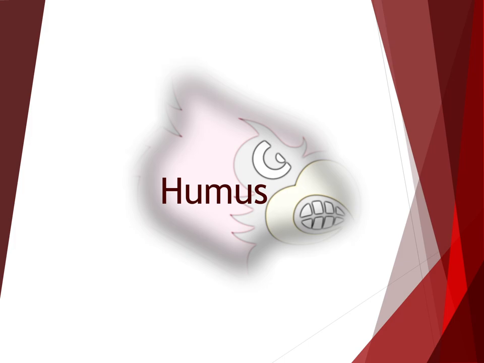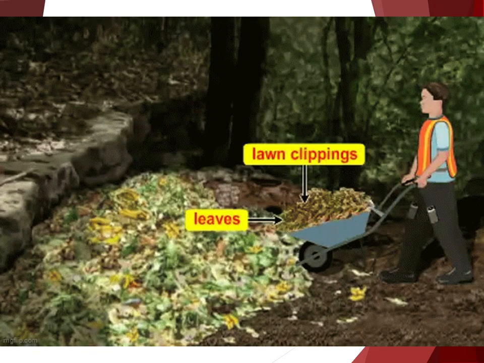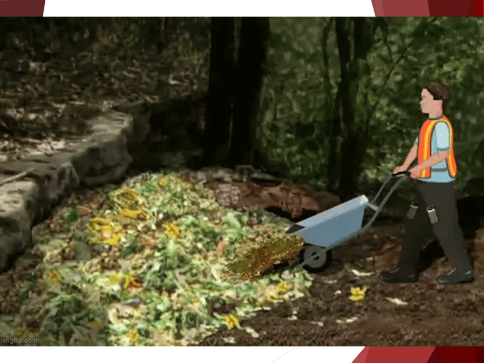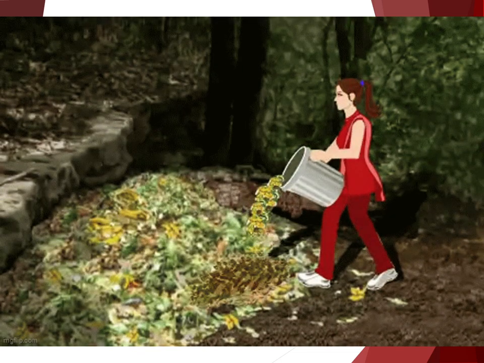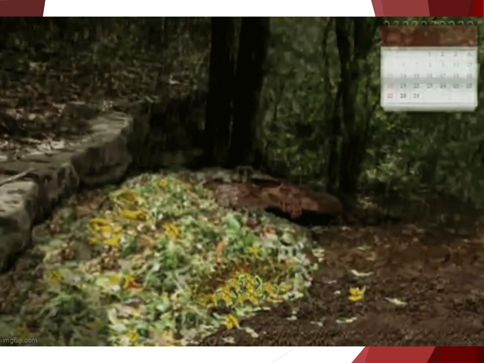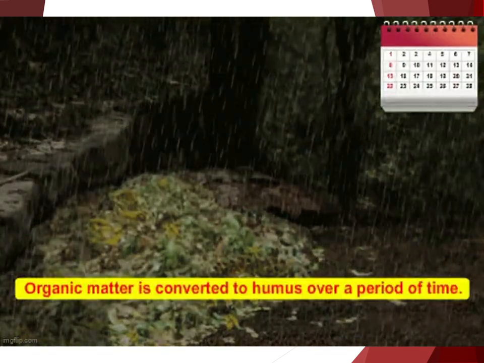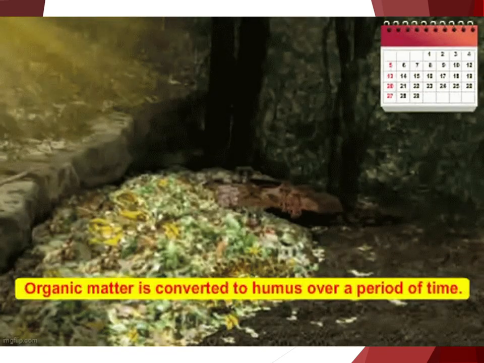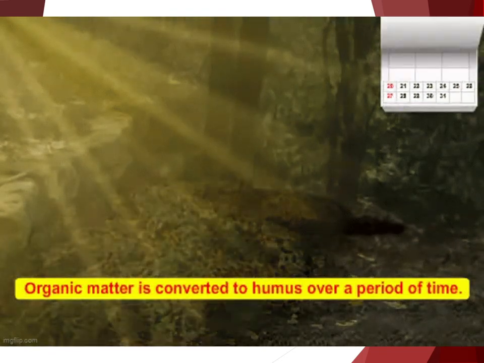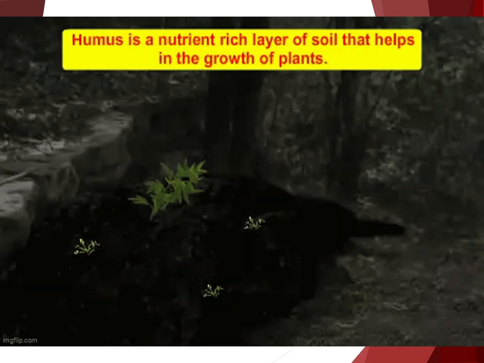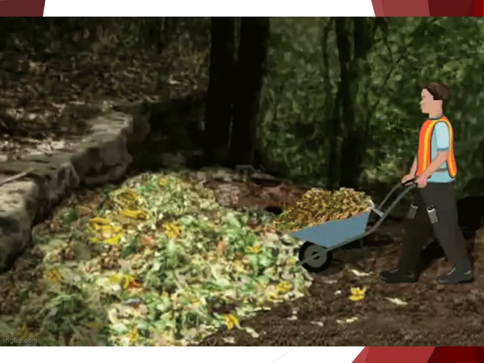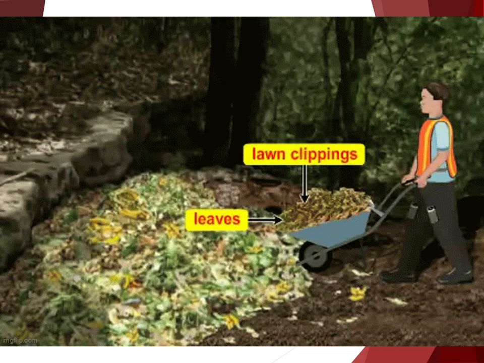Our next main idea: humus. The organic part of soil, called humus, is made up of the wastes and remains of living and once living things, including plants, animals, and bacteria. Millions of different species of organisms can inhabit soil, and many of these organisms are decomposers that break down organic matter into increasingly small pieces that become part of humus.